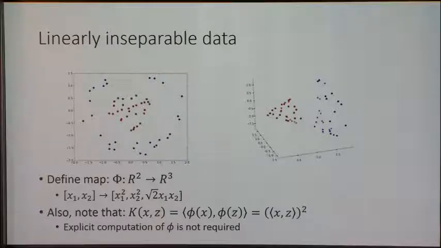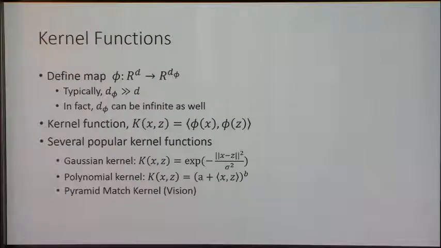Another interesting thing here is that the inner product of any two data points in the high dimensional space depends only on the inner product of x and z in the low dimensional space. You don't even need to compute this mapping explicitly. You can just compute the inner product of x and z, and that will give you the required inner product. Okay. So let me now formally define the kernel function.